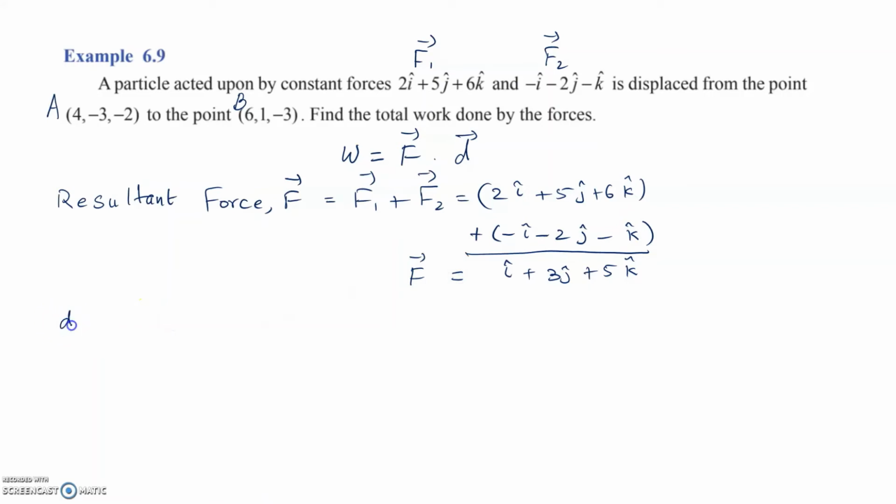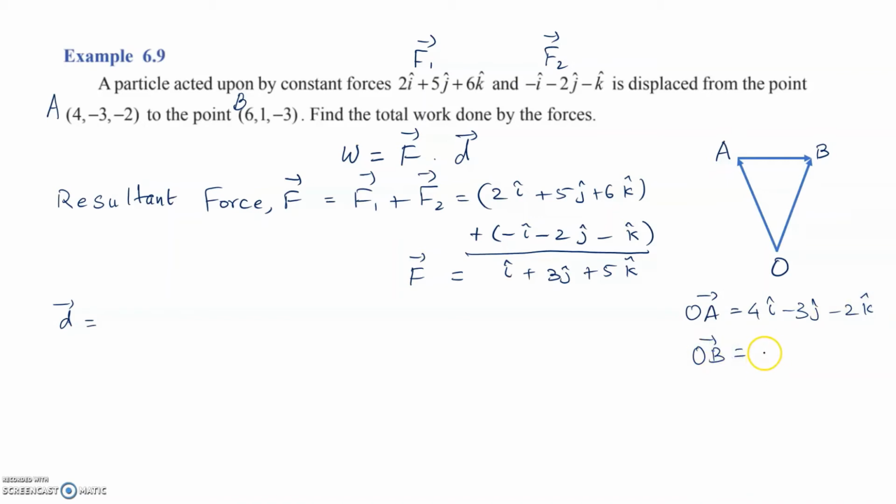Okay, now my displacement vector D, I can define that the object was moved from point A to B. Okay, so we have this point A and point B. And so the vector OA, which is from the origin, since the point is defined as 4 minus 3 and minus 2, vector OA will be 4i cap minus 3j cap minus 2k cap, and OB will be equal to 6i cap plus j cap minus 3k cap.